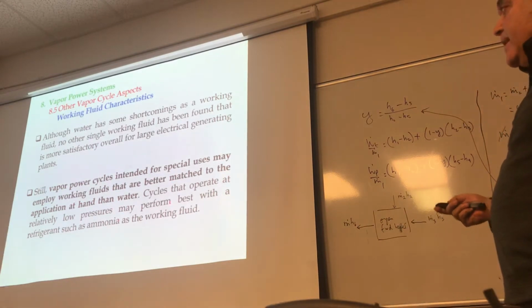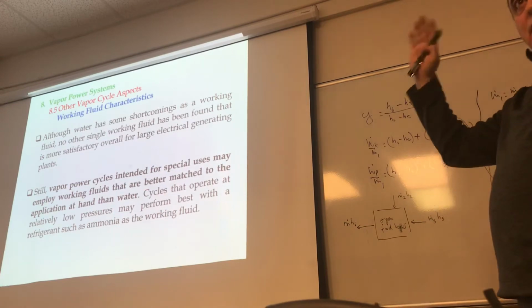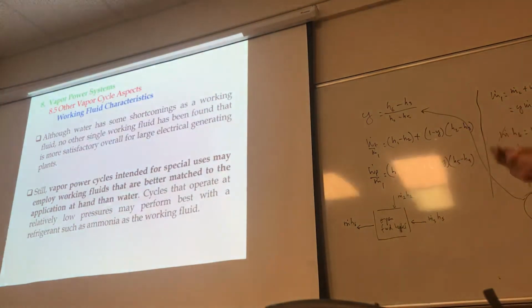Now here we're not talking about really industrial uses or something like that. Let's say you can have cycles that operate at relatively low pressures, which may perform best with a refrigerant such as ammonia as the working fluid, but you're not getting the greater amount of work that you would expect.